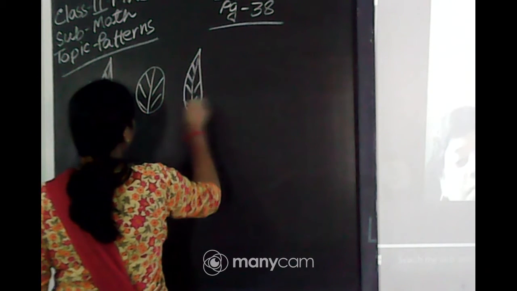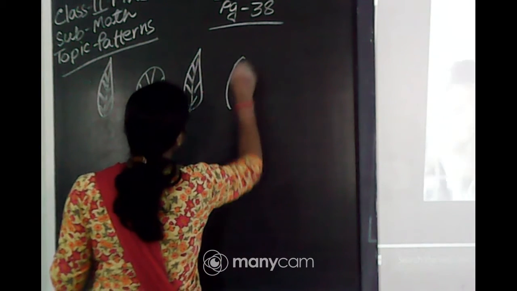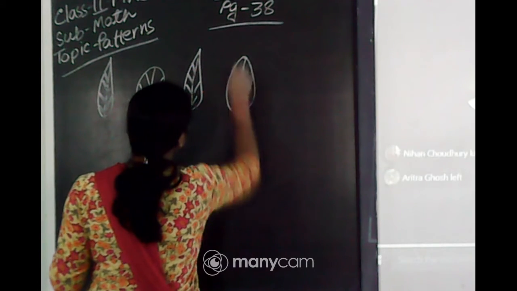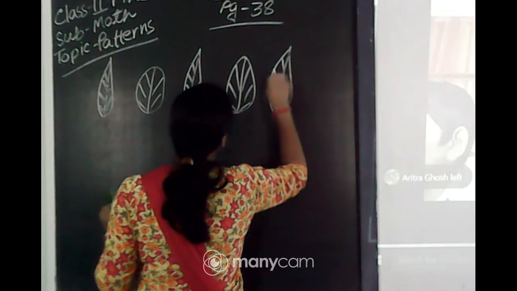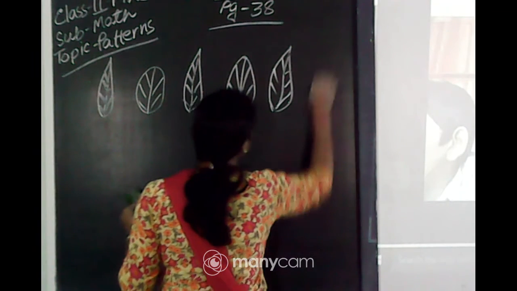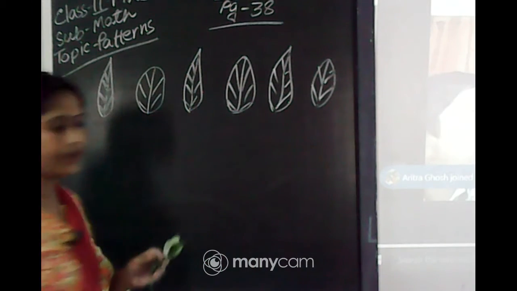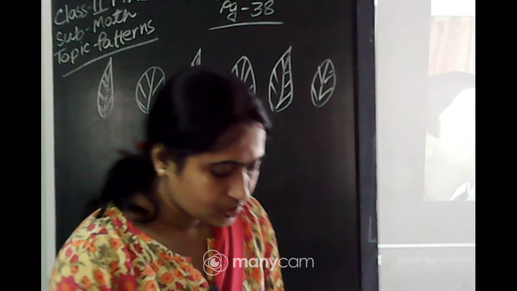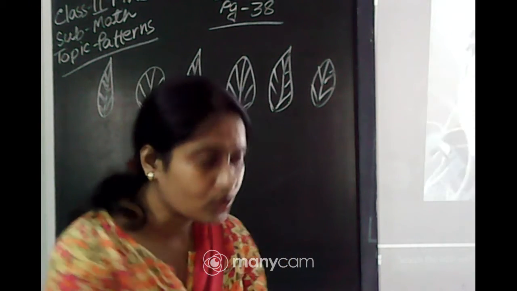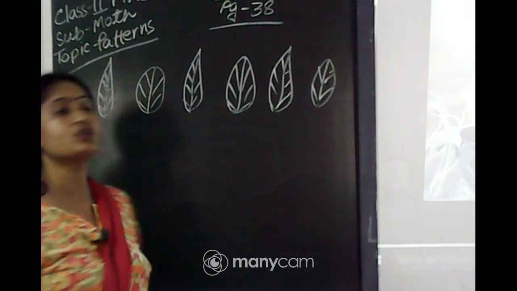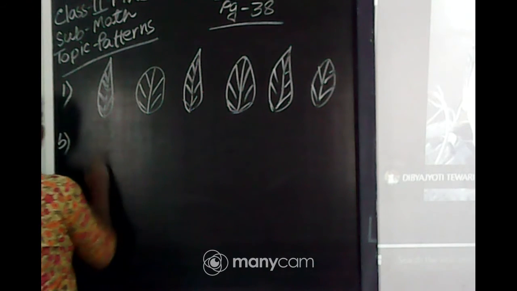Please draw in the blank portion of page number 38 one mango leaf, one guava leaf, one mango leaf and one guava leaf. This is the pattern, and you can make another pattern also. Two mango leaves, two guava leaves, two mango leaves, two guava leaves. This is also a pattern. This is one pattern. Pattern 2, two mango leaves.